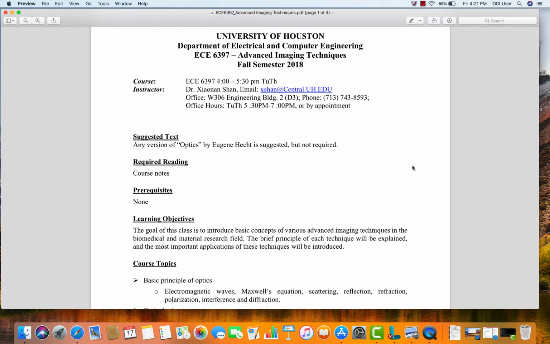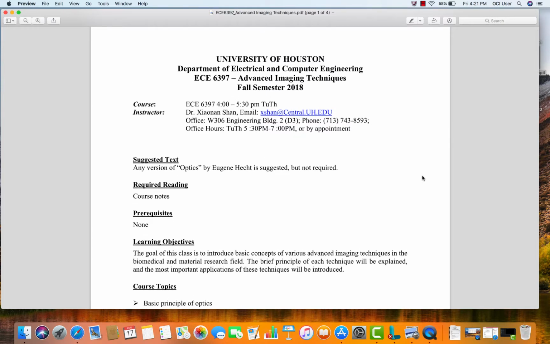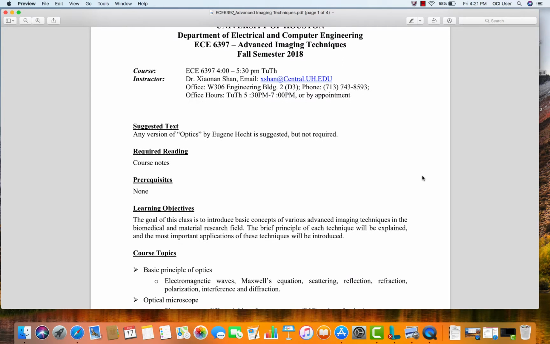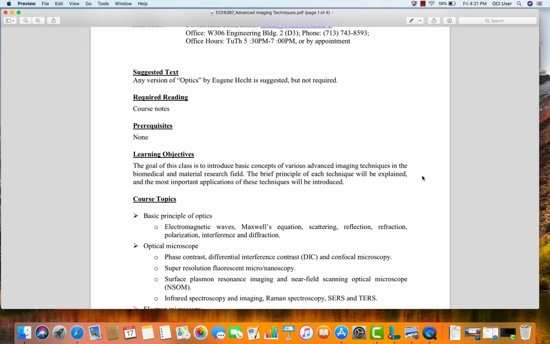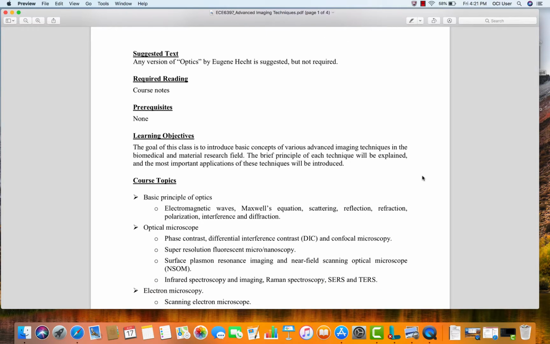Regarding the textbook, I think there is no requirement. There is a really good one called Optics by Eugene Hecht. Any version of this book is good. It's suggested, but it's not required. If you would like to learn some basic concepts of optics, it's strongly suggested you have that. The required reading is just the PPT. I will upload the PPT onto the Blackboard for each week, and there's no prerequisite for this class.